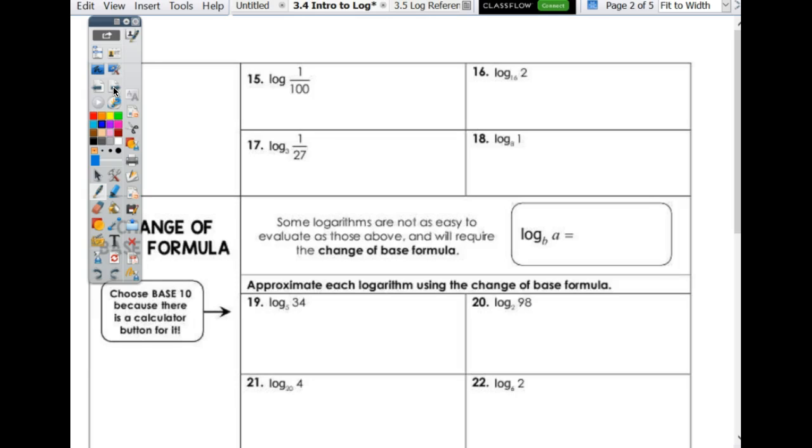Okay, what about this one? It's going to have to be a negative. So 10 to the x is 1 over 100. So first of all, 10 to what power is 100? 2. 10 to the second power is 100. And how do I get it to the bottom of the fraction? Negative.